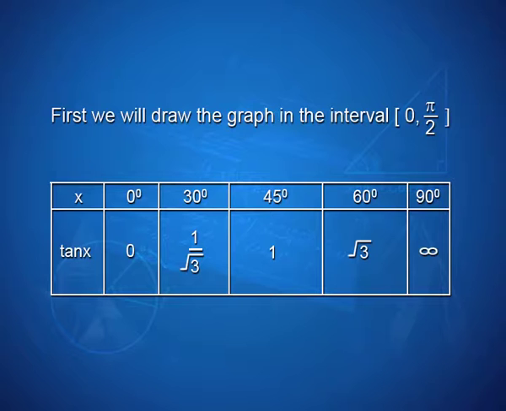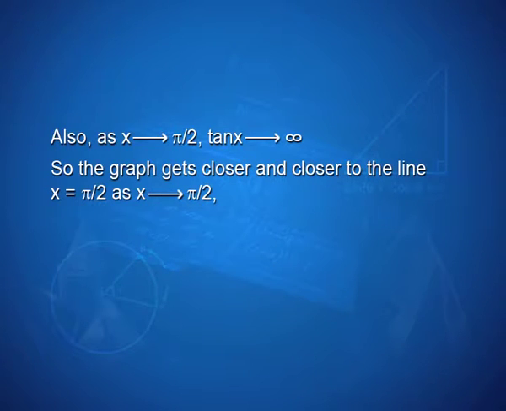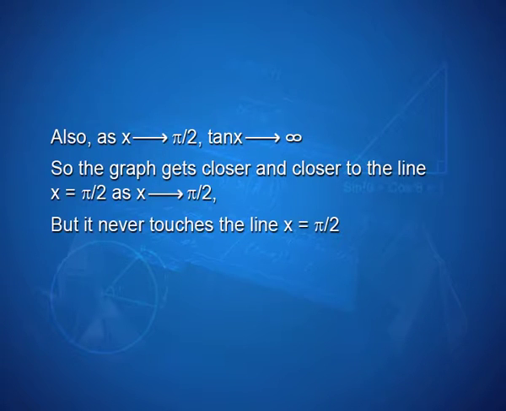this interval. We find here tan 0 is 0, tan 30 is 1 upon root 3, tan 45 is 1, tan 60 is root 3 and tan 90 is infinity. Also, as x tends to pi by 2, tan x tends to infinity. So, the graph gets closer and closer to the line x is equal to pi by 2 as x tends to pi by 2, but remember it never touches the line x is equal to pi by 2.